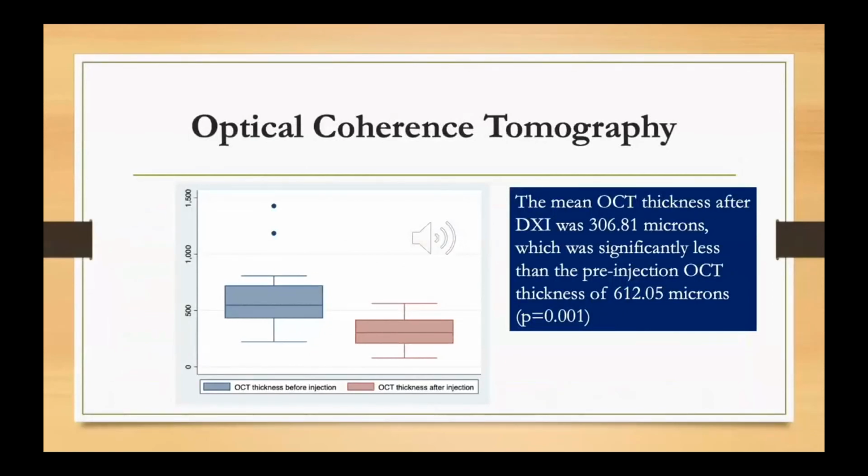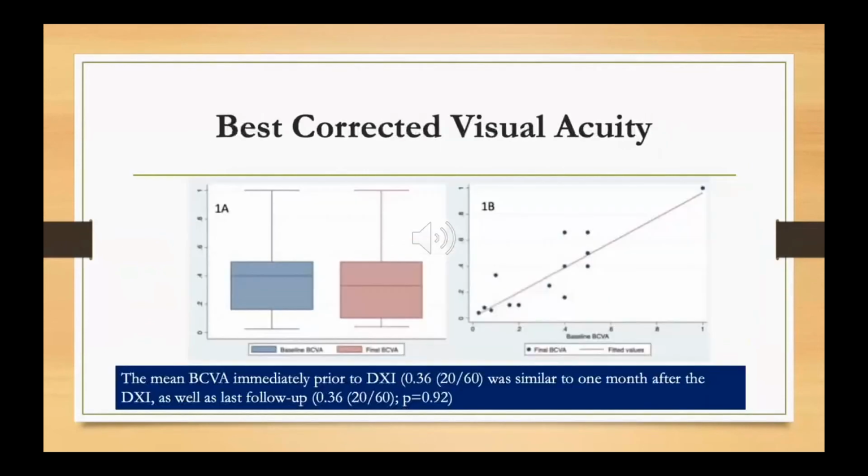There was a significant reduction in the macular edema as seen on OCT. The mean OCT thickness reduced from 612 microns to 306 microns at the last visit, and this was statistically significant. The visual acuity was not statistically different from the baseline visual acuity at 1 month as well as last follow-up. There was a good correlation between baseline visual acuity and post-injection visual acuity.